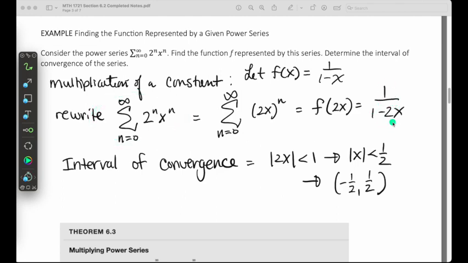And to now find the interval of convergence, I want to look to see the absolute value of 2x needs to be less than 1 in order for this to converge. So I set up my inequality and I solve, and I get that my interval of convergence is from -1/2 to 1/2.